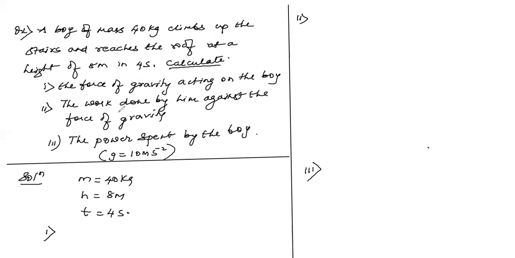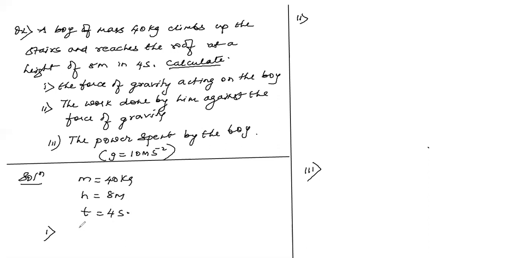Now, the first part of the question is the force of gravity acting on the boy. What is force of gravity, children? The gravitational force of attraction exerted by the earth on the body. So that is called force of gravity. What is the other name for force of gravity? Weight of the body. So it's one and the same. So this force of gravity acting on the body is nothing but the weight of the body. What formula did you learn for weight, beta? mg. M is given, g is also given, so using both we can find the answer.